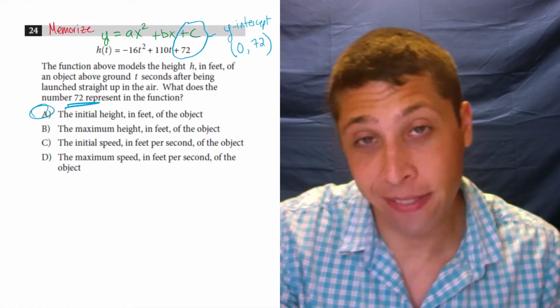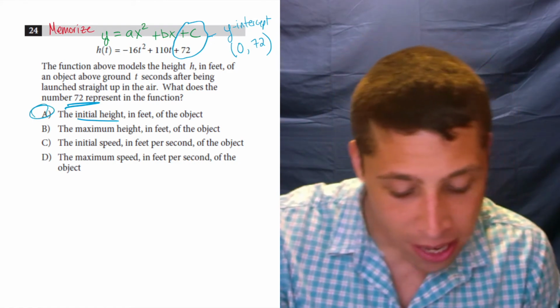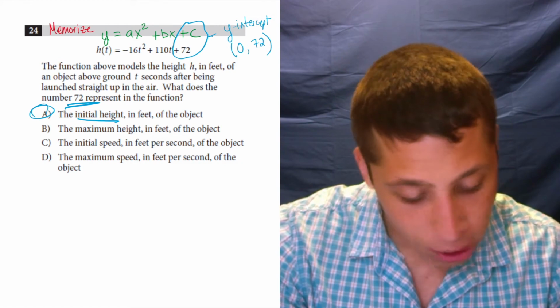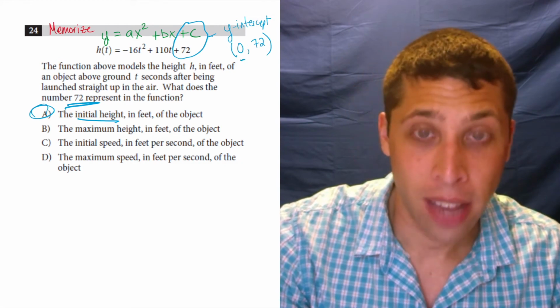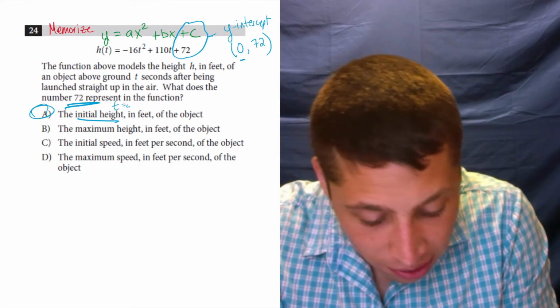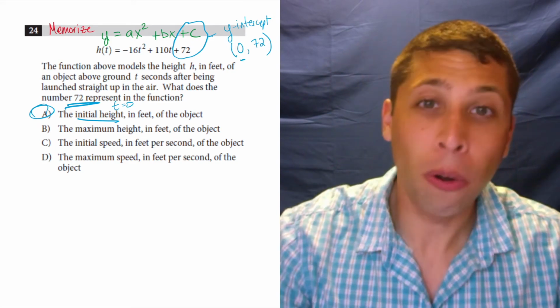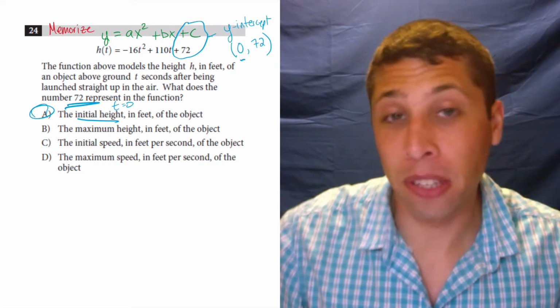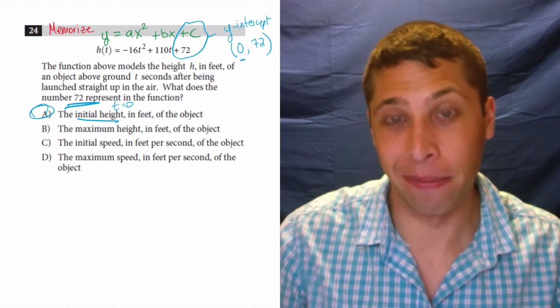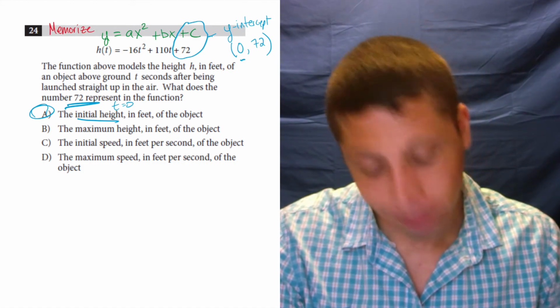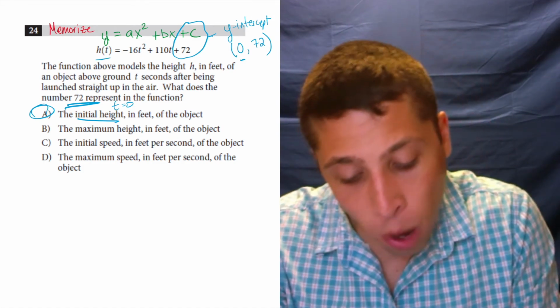So that's going to be my answer, because look at the word initial, right? What is x here? x is 0. So in this case, we're being told that the time is time 0, the initial time, the starting point. And then 72 is the height, because that's what y represents.